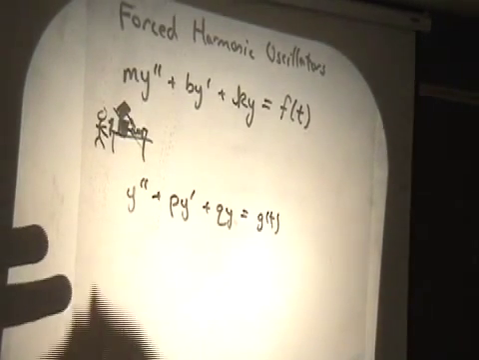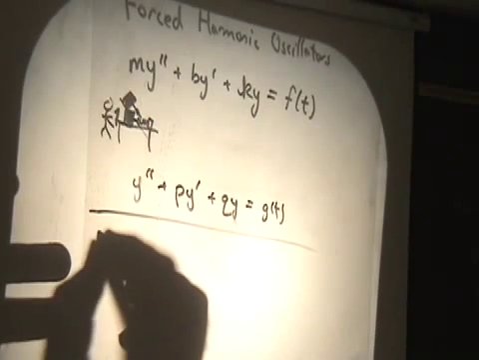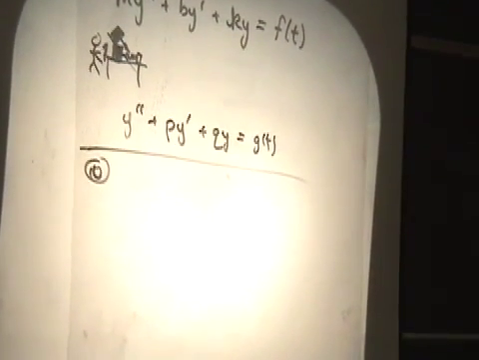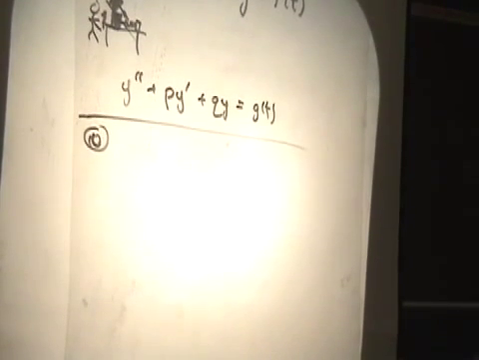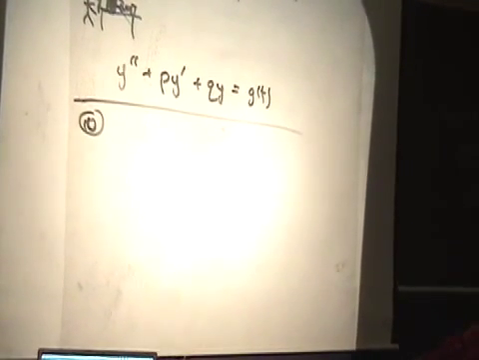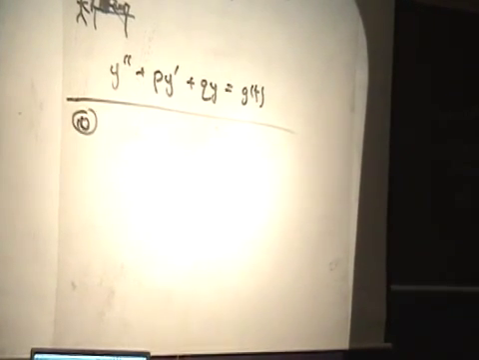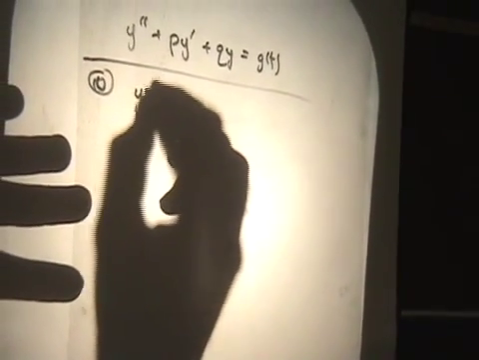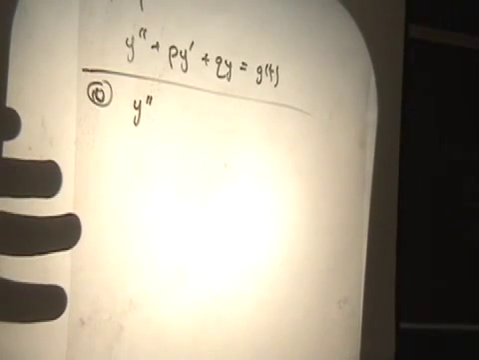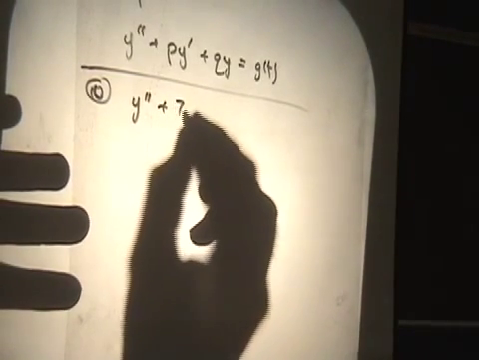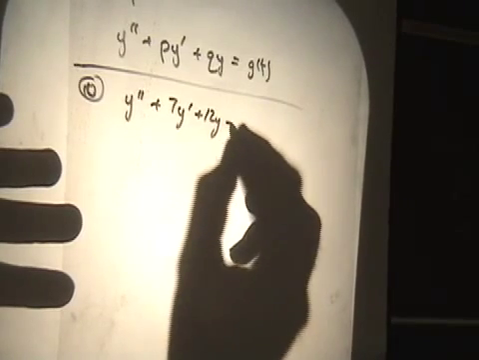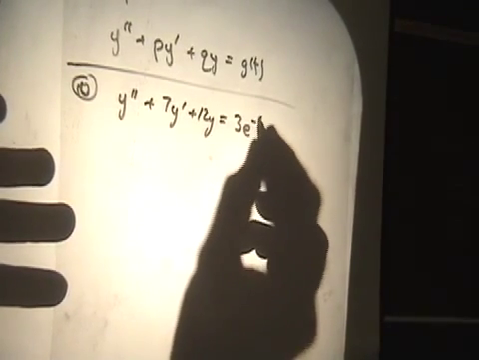Let's let the g of t be an exponential decay. In particular, I'm going to look at problem 10 in section 4.1, at least in the third edition of the book, which I'm using right now. In a future class, it might not be problem 10. I don't know. We'll see. Here's what it is. y double prime plus 7y prime plus 12y equals 3e to the negative t.